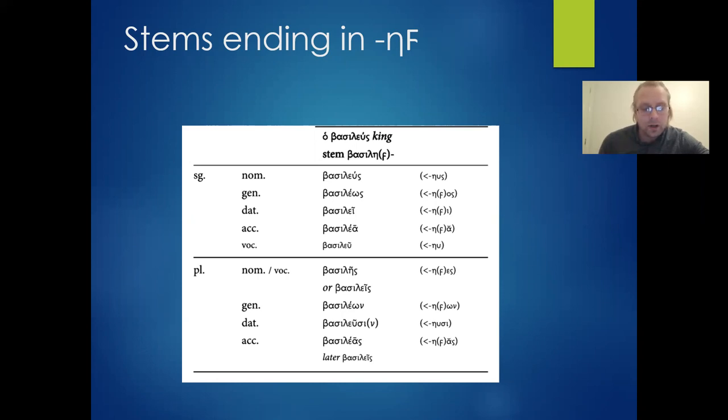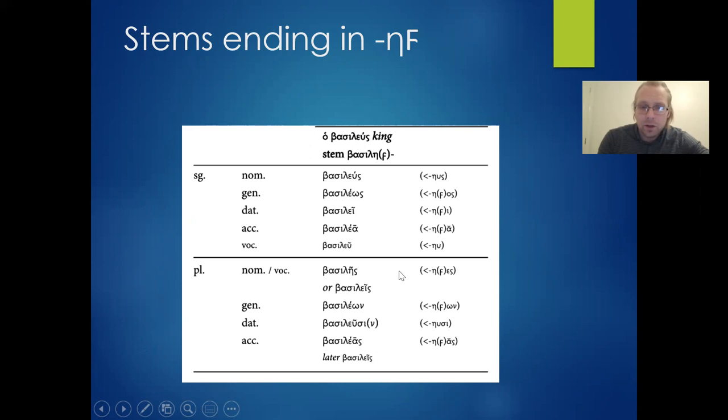Although historically there have been quite a few sound changes here as a result of the disappearance of the digamma, which we do not have to deal with, however. But this is how this noun is inflected. So in the nominative singular, we have Basileus, then in the genitive, Basileos, in the dative, Basilei, in the accusative, Basilea, and in the vocative, Basileu.